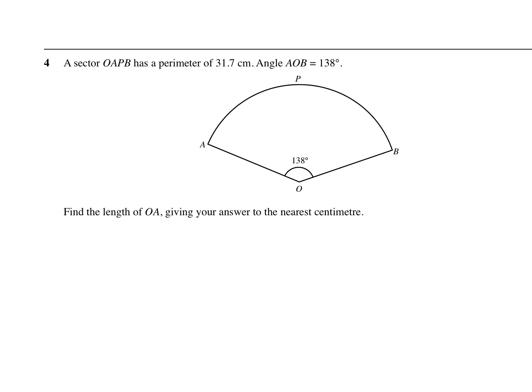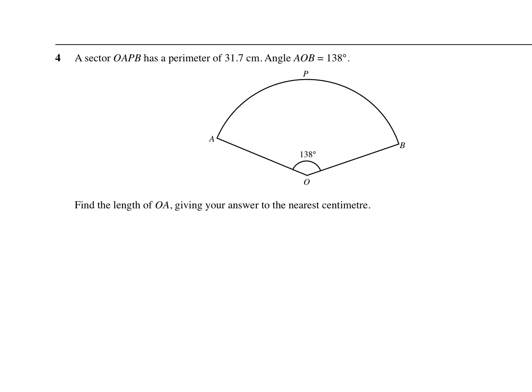Okay, this one. Question 4. Sector has a perimeter. So that means this piece. Okay, so these two. So they only give me the whole thing is 31.7. I don't know what's my R. I don't know what is my arc length, but I can find. So can you go and find the radius?